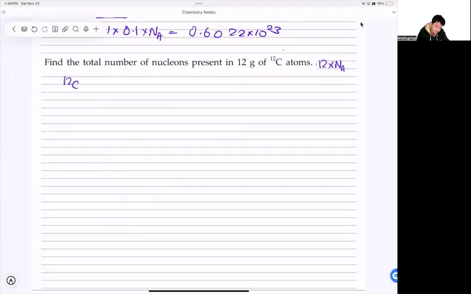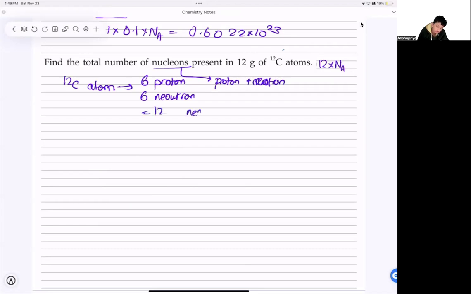So in 12C atom, how many protons and neutrons are there? There are 6 protons, 6 neutrons. And what is a nucleon? That is proton plus neutron. So that will be 12 nucleons. So here, how many moles are there? It will be 12 upon 12, or 1 mole. And how many nucleons are there in 1 mole? That is Na. So it will be 12 into Na, which is 12 Na. As you can see, the answer is that only.